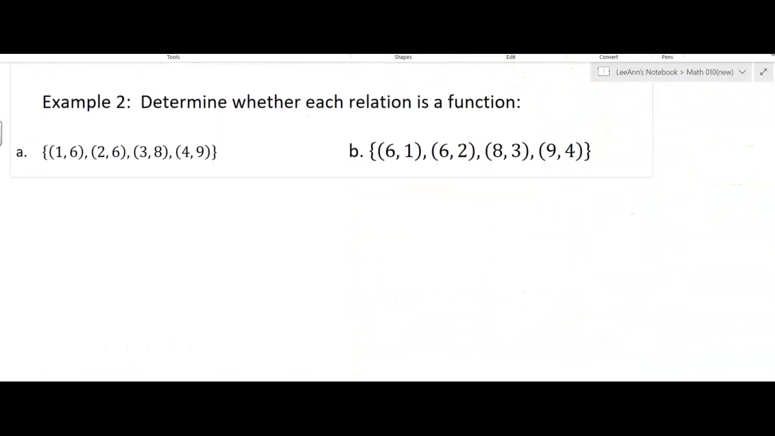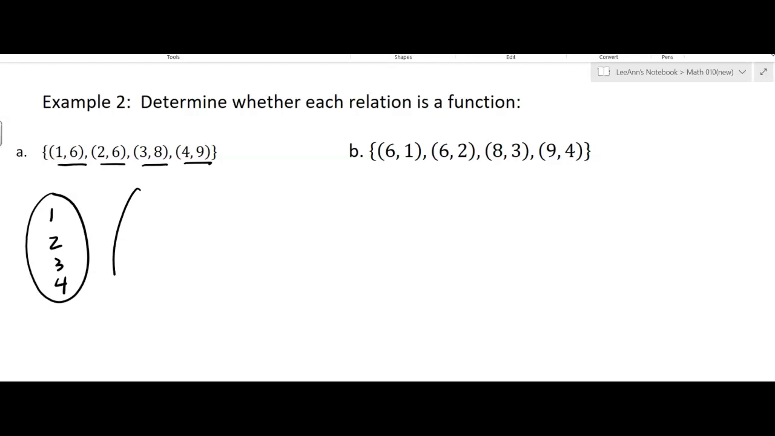Okay, so here we go. Determine whether each relation is a function. These are both finite, just a set of ordered pairs. So here I have a 1, 6, a 2, 6, a 3, 8, and a 4, 9. Sometimes it's really easy to see this with a mapping. So I'm going to go ahead and do a mapping just for fun. You don't have to. I'll show you another way to do it. 6, 8, and 9. So we're saying the 1 maps to 6, the 2 maps to 6, 3 maps to 8, 4 maps to 9. What do you think? Function, yes or no? Yes, because each domain is only going one place.